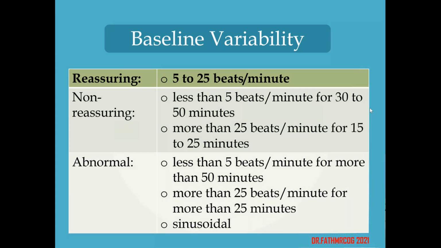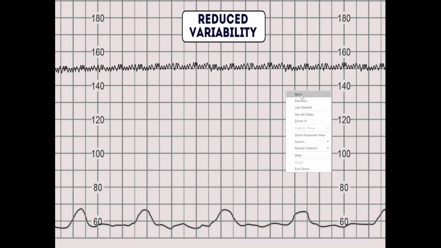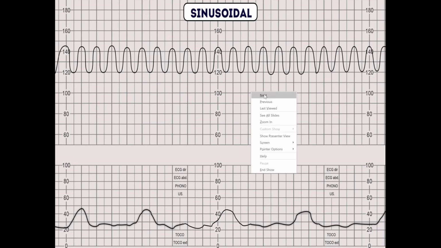So this is the reduced variability. This is the reduced variability. And this is the sinusoidal pattern. This is the abnormal baseline variability.